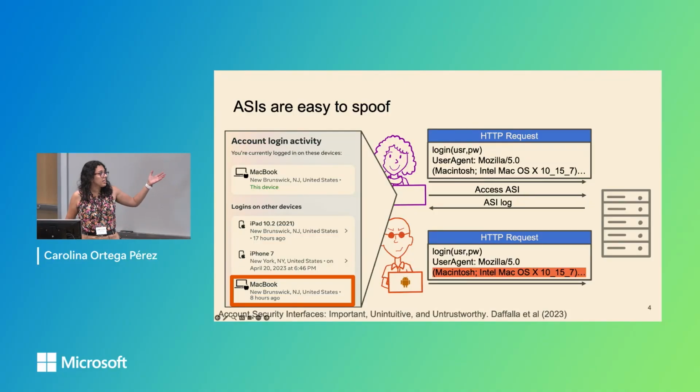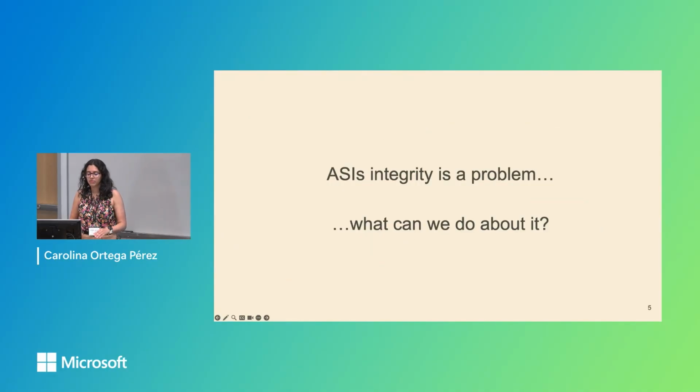And then when the real account owner checks the ASI, it is going to see the same entry twice. And this is very confusing. And this hinders ASIs from meeting the goal of enabling users to see the history of their account and detecting malicious activity. So ASIs have an integrity problem. And in this paper, we explore whether we can involve the operating system to resolve this.